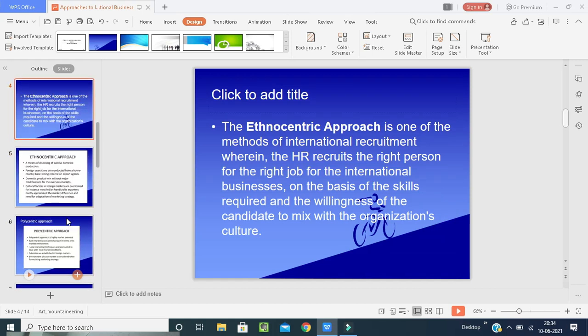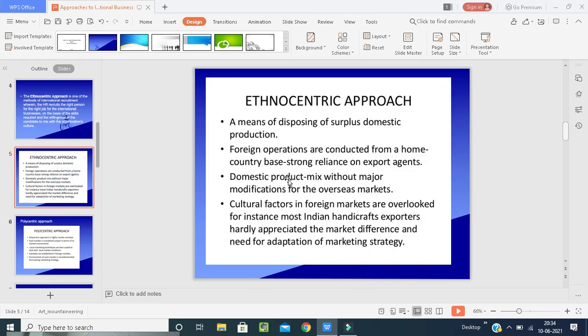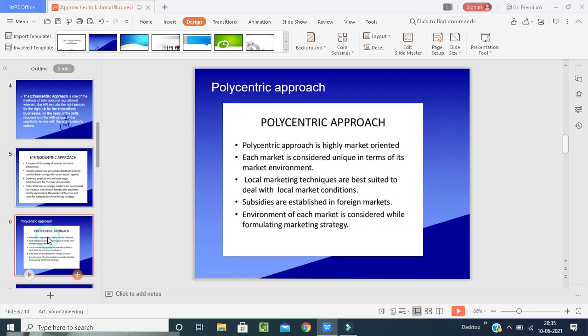Next, ethnocentric also means a means of disposing of surplus domestic production. Whatever the production is in the country, it is more. So foreign operations are conducted from a home country base with strong reliance on export agents. The domestic product mix is used without major modification for overseas markets. Not only that, the cultural factors of foreign markets are overlooked. For instance, most Indian handicrafts exporters hardly appreciate the market differences and the need for adaptation of market strategy. Overall, it is selecting the right person for the right job for the right place for the right country.